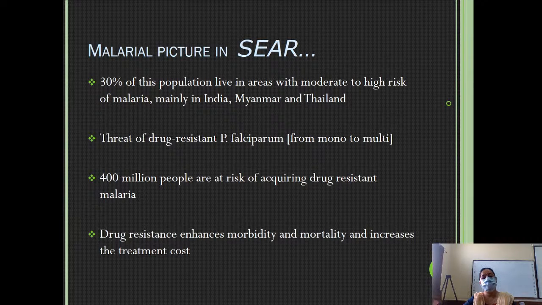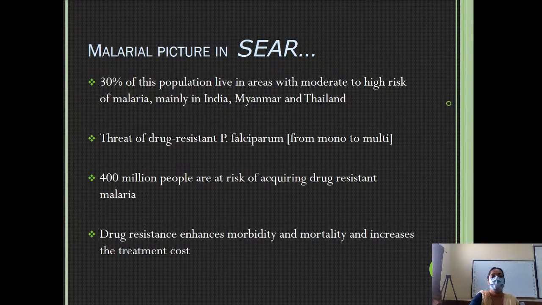And the hazards of drug resistance are that it enhances the morbidity as well as mortality, and it also increases the treatment cost, which the people are unable to bear in these already poor countries. These countries are ranked between poor to moderate income. None of these are high income countries according to the World Bank. So the problem with drug resistance is that we don't have new drugs. Morbidity is increased, mortality is increased, and treatment cost is also increased, pushing the families towards more poverty. So that is the picture of malaria in the Southeast Asian region.